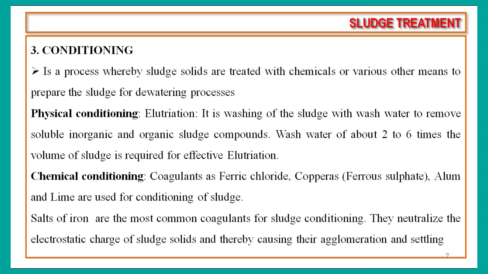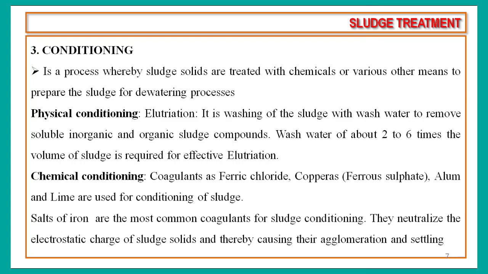And another method of conditioning is chemical conditioning, in which coagulants such as ferric chloride, ferrous sulfate, alums and lime are used for the conditioning of sludge. Salts of iron are the most common coagulants used for sludge conditioning. They neutralize the electrostatic charge of the sludge solids, thereby causing agglomeration and settling.